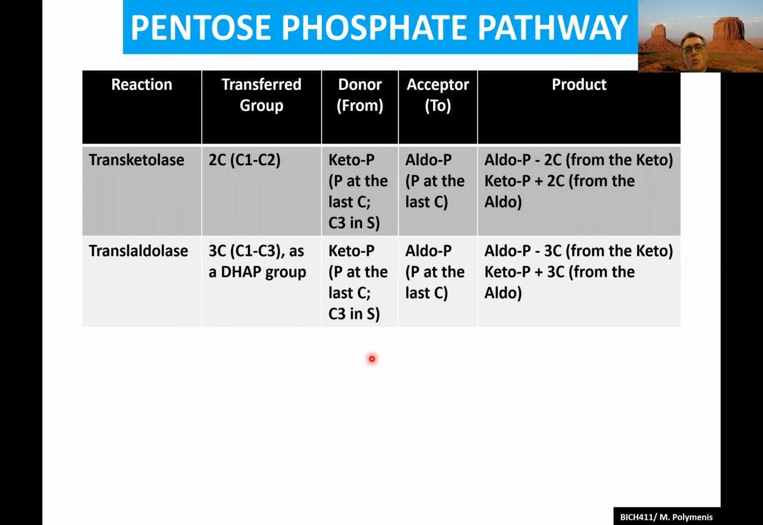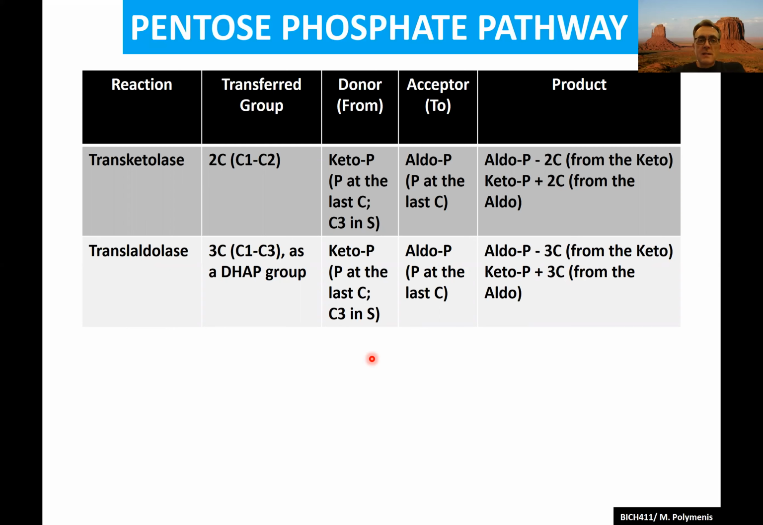Transaldolase is the enzyme that you use to move 3 carbons at a time. We've seen a special case of transaldolase, just aldolase, which moves the 3 carbons of DHAP, dihydroxyacetone phosphate. So the donor and the transfer group is DHAP. But there is a more general group of enzymes called transaldolases, which works in the same way. It takes 3 carbons from anything, as long as it's bigger than 3 carbons, and moves it as a DHAP, that 3 carbon unit.